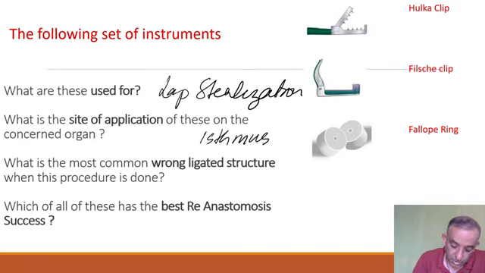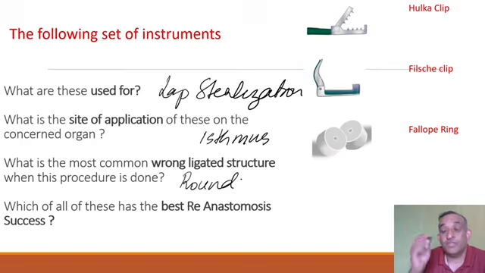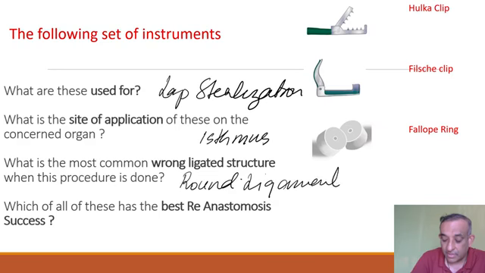So what is the most common wrongly ligated structure while doing the procedure? While doing a tubectomy, the most common wrongly ligated structure is the round ligament. All right, always say the round ligament is the most commonly ligated structure. But please do not say the ureter. Ureter is not even in the abdomen. Ureter is a retroperitoneal structure. Don't say ureter is the most common wrongly ligated structure.